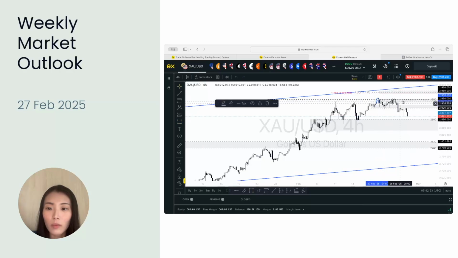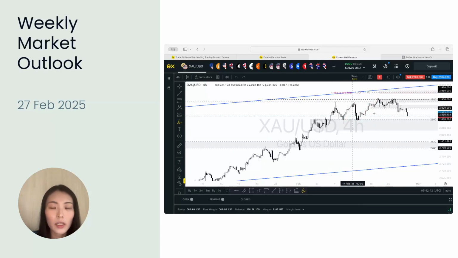And if price breaks beyond that, then the next potential resistance we could see a push to would be about the 2980 level. So this zone, which also aligns with the 127.2% Fibonacci extension that was taken from this zigzag pattern here. Right, so that's a goal for me.